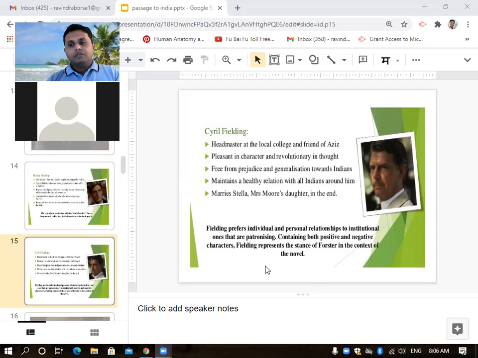So Fielding prefers individual and personal relationships to institutional ones that are patronizing, containing both positive and negative characters. Fielding represents a stance of Forster in the context of the novel. Stance here means thinking, attitude. Stance of Forster. According to Forster, in the novel, Indians and British people should have a friendly relationship. And the same view is shared by Cyril Fielding. So we can find similarity of attitudes regarding Indo-British relationship in the case of the novelist and Cyril Fielding. So this is Cyril Fielding.